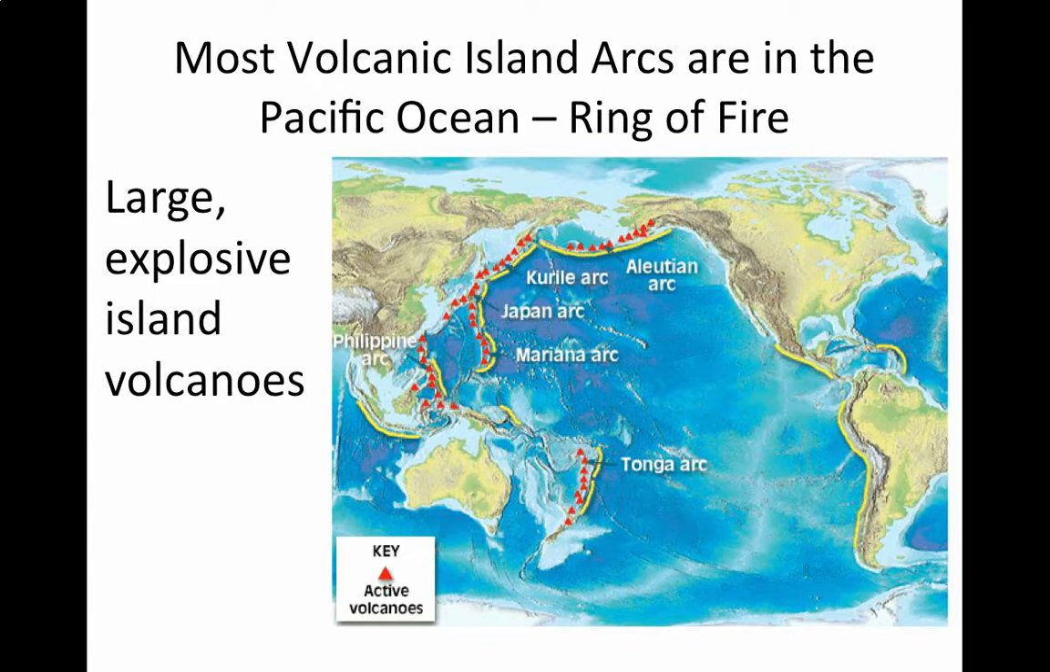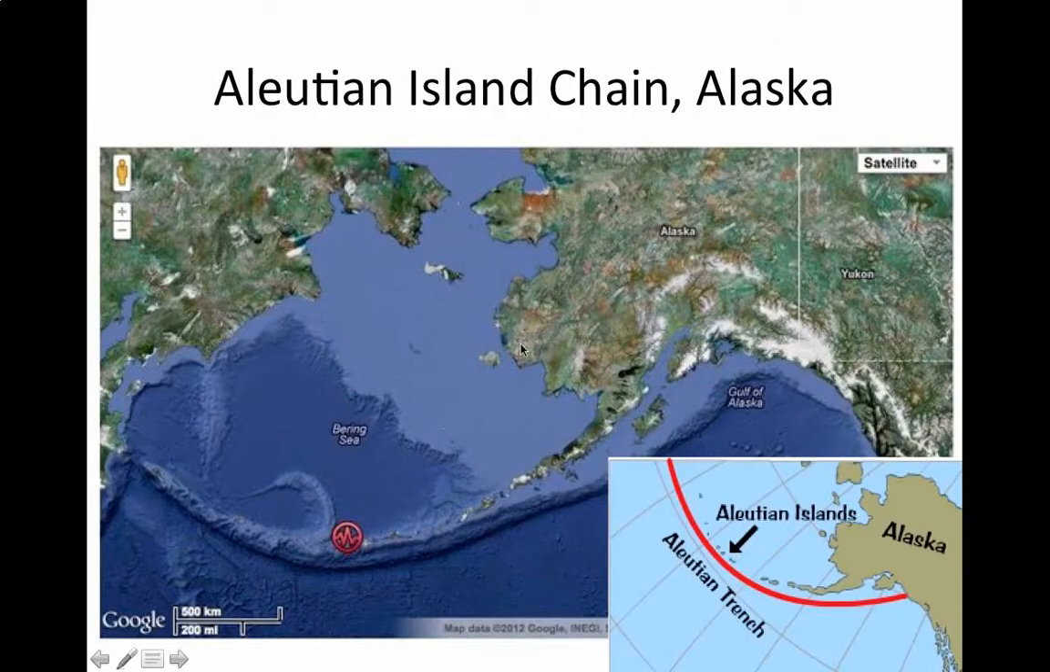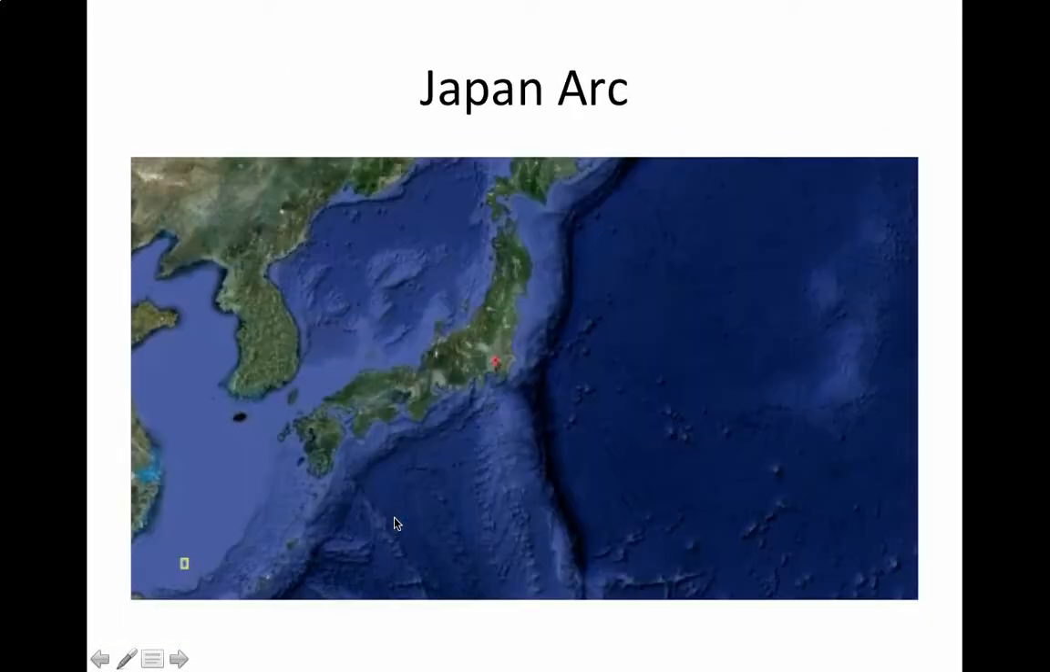Examples where we can find this type of plate boundary would be mostly in the Ring of Fire. This northwest edge of the Pacific Ocean is nicknamed the Ring of Fire due to its excessive volcanic activity. Alaska's tail is really a chain of volcanic island arcs. You can see on Google Earth here the deep ocean trench with the volcanic islands just off the boundary. We can also notice the same thing with the Japan arc, a very deep ocean trench here. As this plate subducts underneath, it creates a volcanic chain, which is Japan.